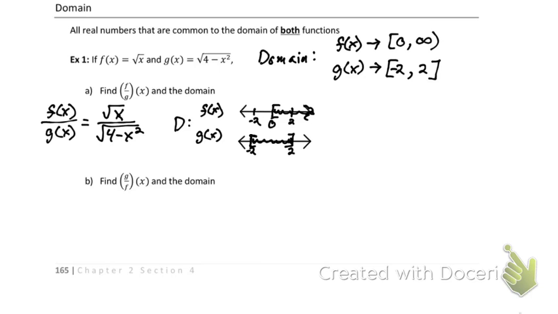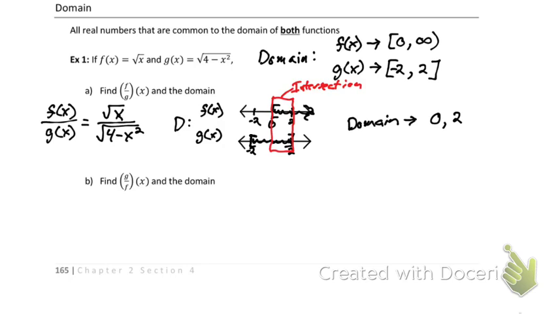Yeah, do you have answers? What was that? 0 to 2? Yeah, I agree. It'd be from 0 to 2. It is your intersection of domains will be your domain. That is our intersection. So our actual domain will be 0 to 2.